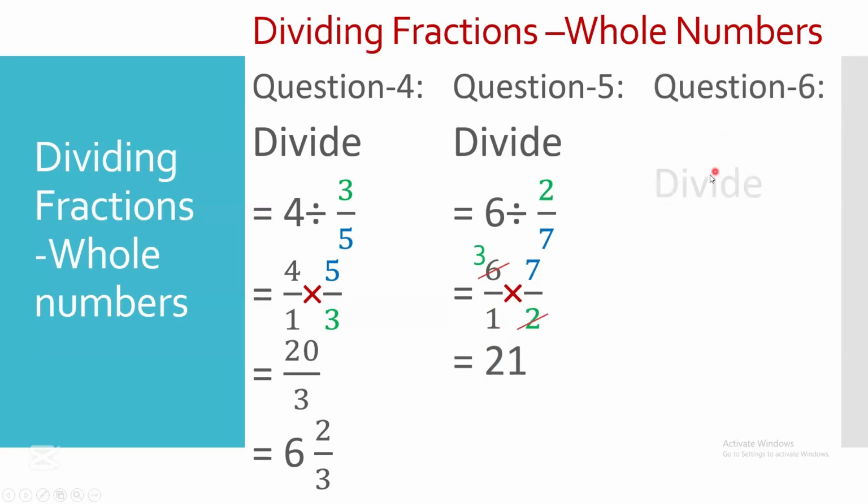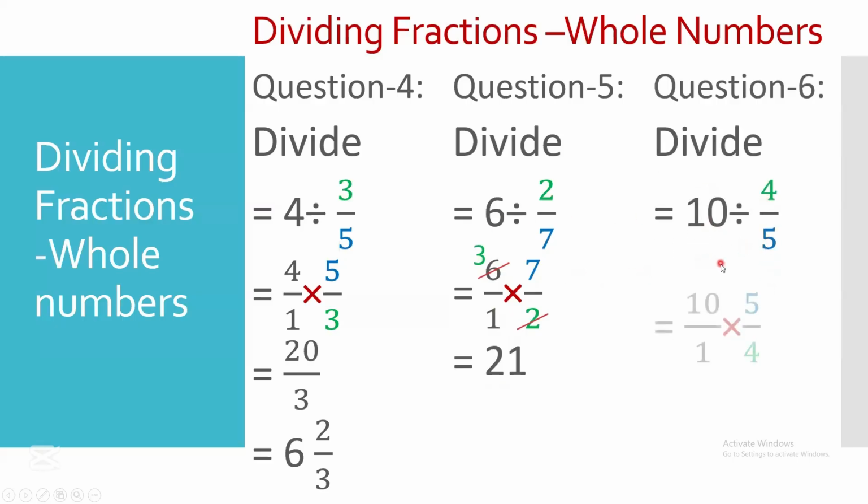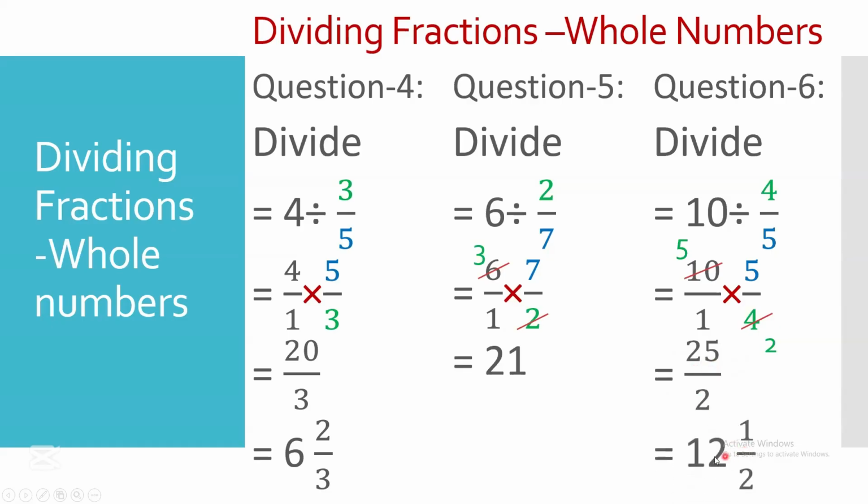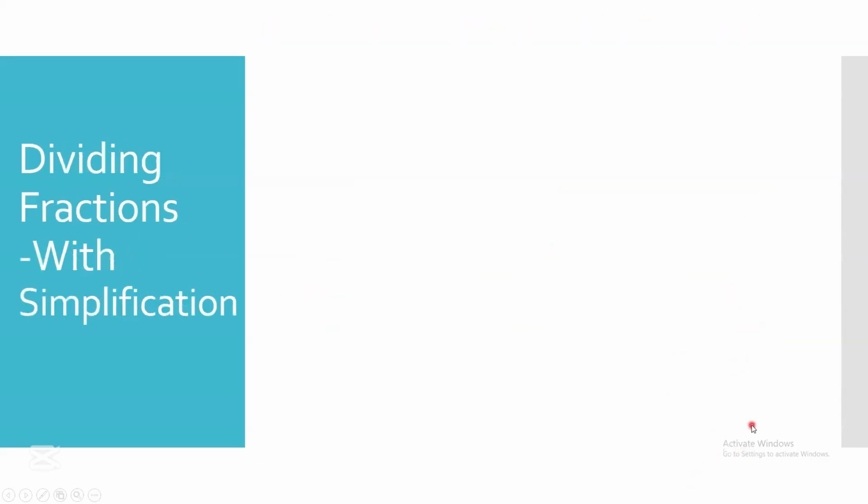My dear students, check question number 6. Now here divide 10 division sign 4 by 5. So you can follow like before. 10 means 10 by 1. Change the sign into a multiplication sign. Change the fraction upside down. Now observe and cut them. Try to, because you can cut 4 and 10. Both are even numbers. You can cut by 2. So 4 and 10 you can cut by 2. 2 twos are 4, 2 fives are 10. Now what is left up? 5 and 5 multiply. 5 fives are 25. Down is only 2. This is an improper fraction. Divide and make a mixed fraction. So here it will be 12 whole 1 by 2.